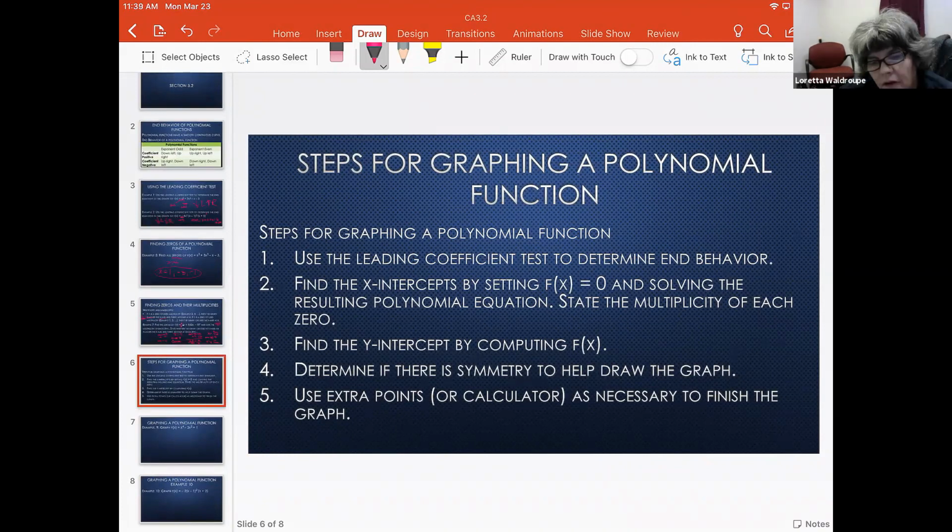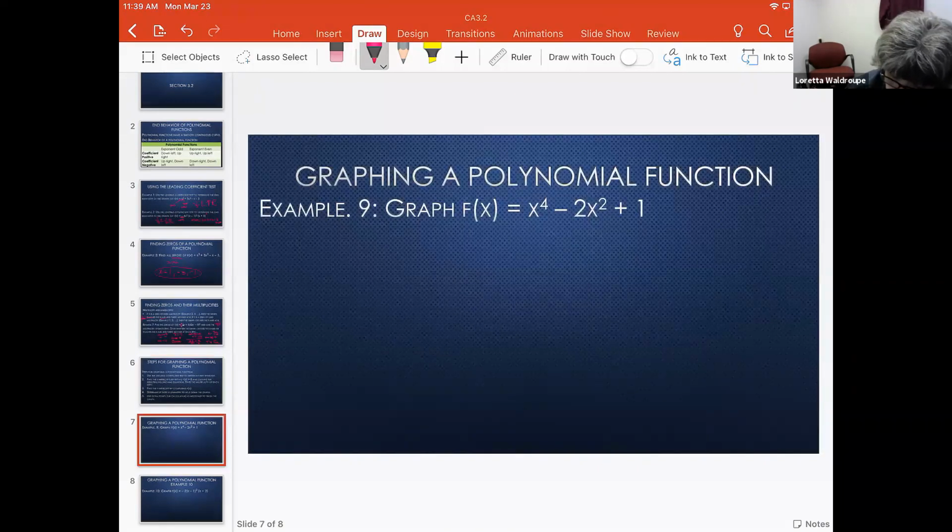Now, what this is all leading up to is how do you graph a function by hand? Now, you could do it in the calculator, but you might not see the far left and right. So, here are our steps. Step 1.